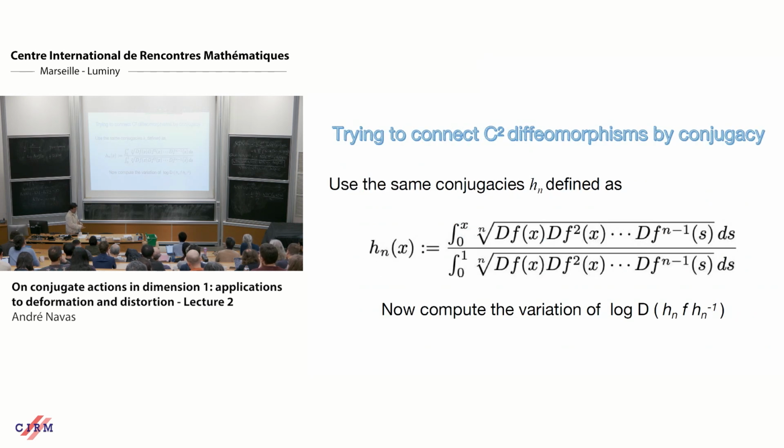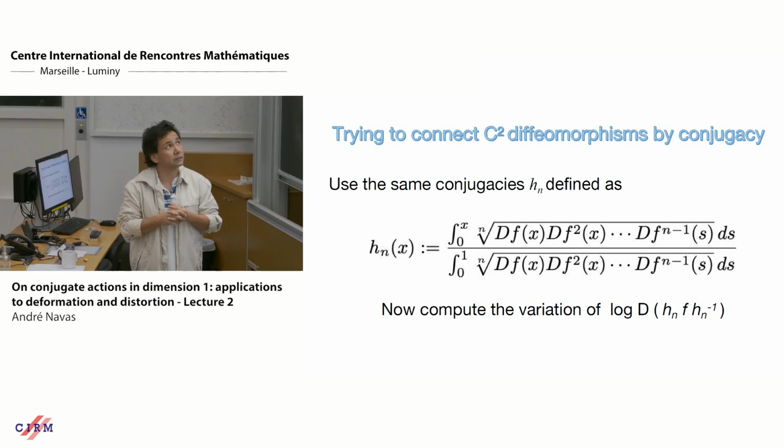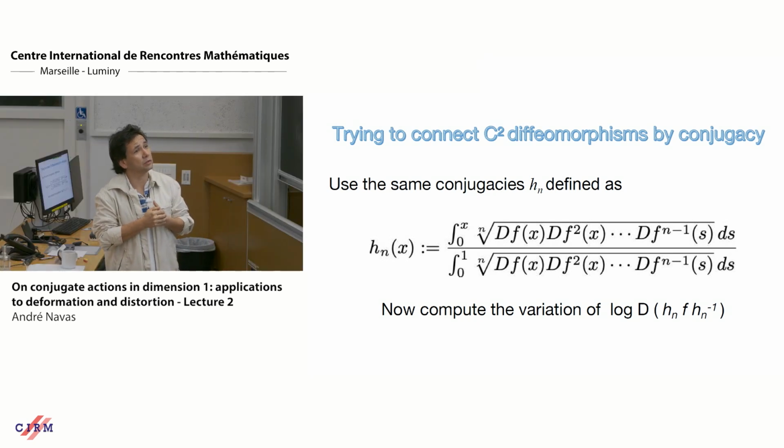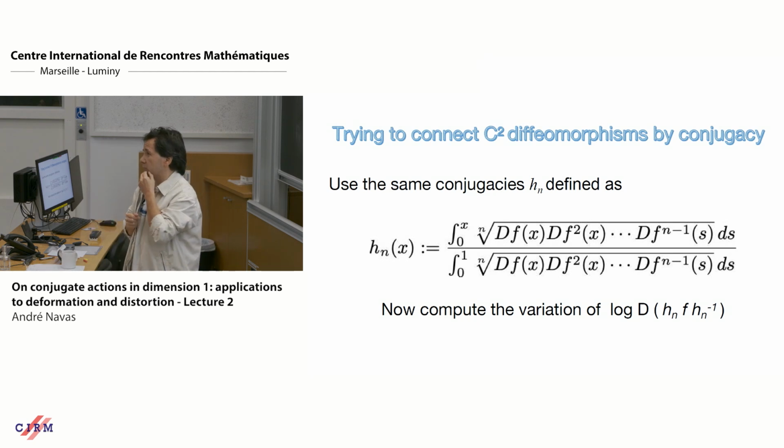Okay, and now today I will try to move to class C2 and to discover what happens here. So the idea is trying to do exactly the same computation and see what happens, okay? So for instance, let's start with a single diffeomorphism of the circle and try to compute with these conjugacies, try to compute the second derivative.